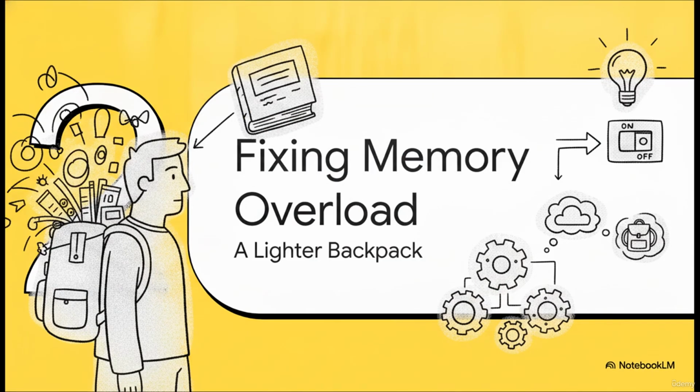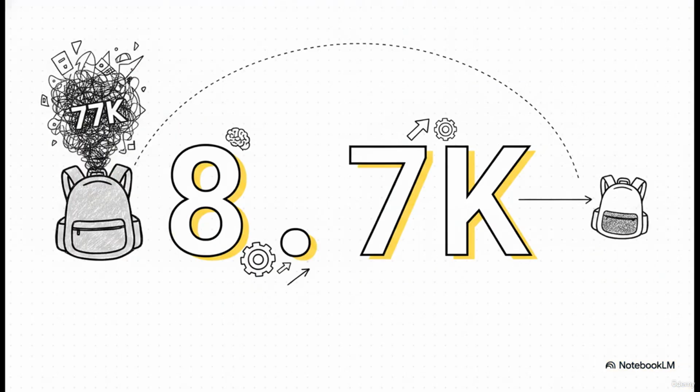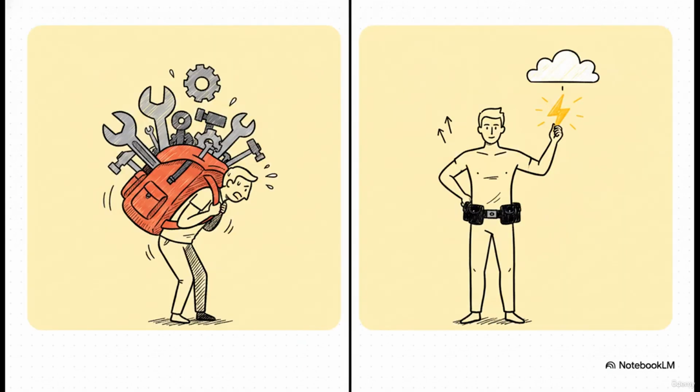Moving right along to our first upgrade, Part 2, fixing the memory overload. Now, what's really interesting about this slide is the sheer scale of the memory savings we can actually achieve. By simply changing how an agent accesses its tools, we can drop its memory footprint from a totally bloated 77,000 tokens, and just think of tokens as fragments of words an AI has to process, down to just 8,700 tokens. That is a massive, game-changing reduction. We are essentially giving our agent a much lighter backpack so it can actually think clearly and act quickly without getting exhausted. The core difference here is static tool injection versus dynamic tool selection.